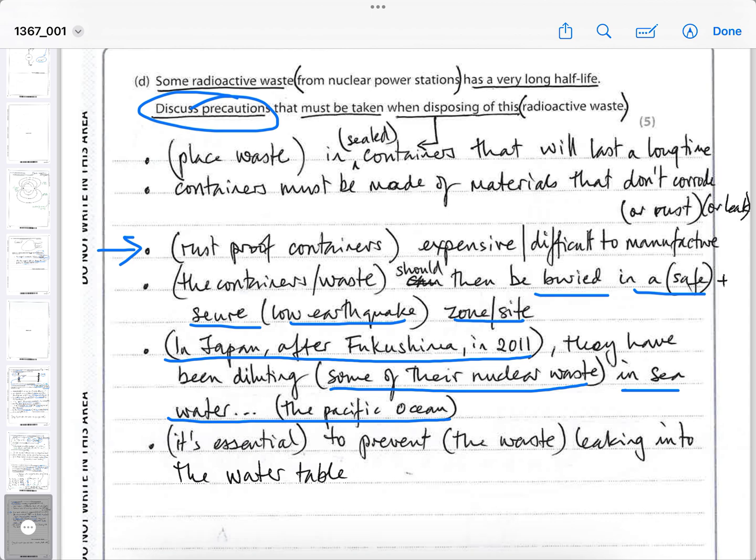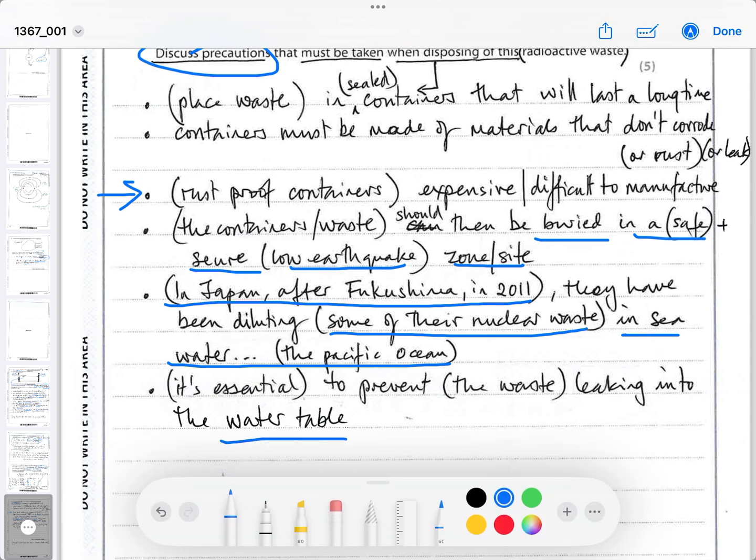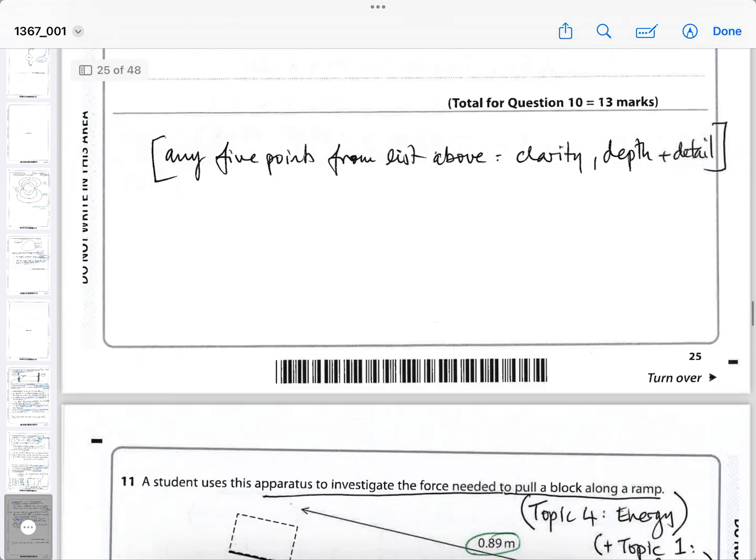Yeah. It then says it's essential to prevent the waste leaking into the water table. Now, the water table, rather than the seawater, is where we get our drinking water from. So the worst thing is if it goes into the drinking water. So again, the fish may disagree because the seawater is their drinking water. But if it's dispersed, the radiation spread over a very large area or a very big volume, then it will be more like it was in nature, because radioactivity is natural and it actually is in the environment anyway, but it's just not in a concentrated form. So that's any of those 5 from the list above.